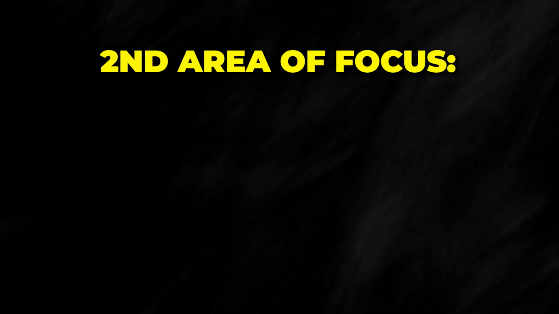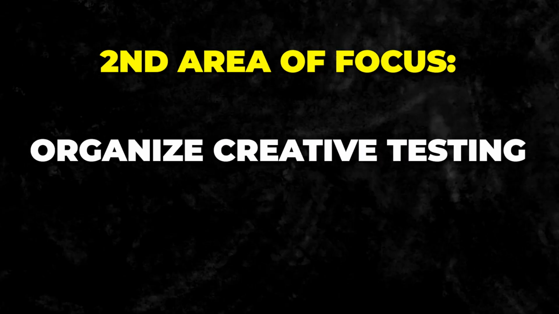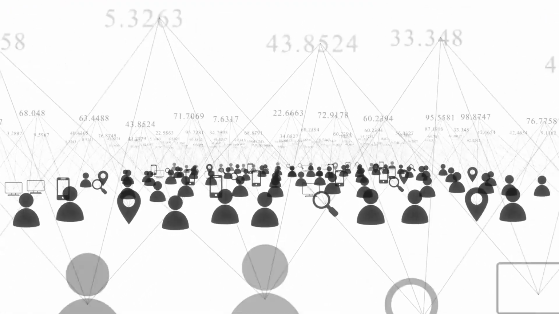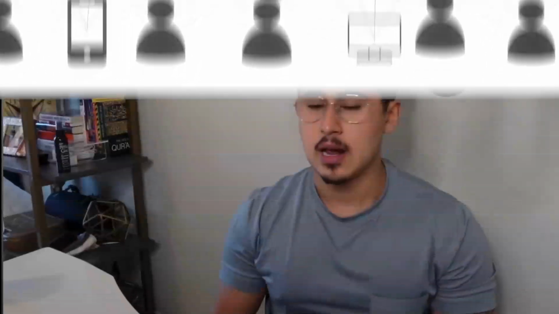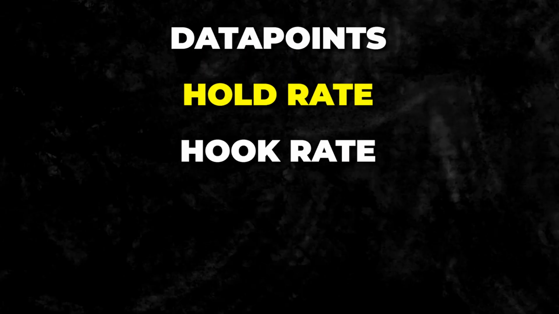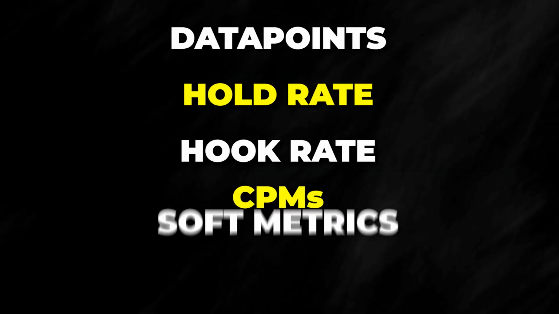Now, the second area of focus is we want to organize our creative testing. Now, there's layers to organization, right? One thing is, okay, you organize the concepts you're building. You go layer by layer. You go audience demographic by audience demographic. Now, we go a step further to that, is you take what you've tested from an ad concept perspective and then from a media buying point of view, you look at those data points, you look at the hold rate, you look at the hook rate, you look at the CPMs, you look at soft metrics.